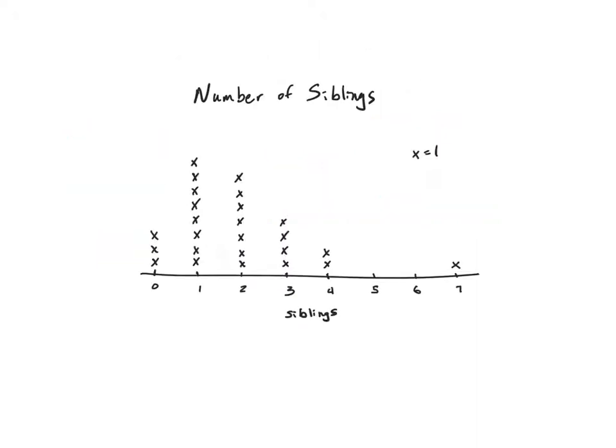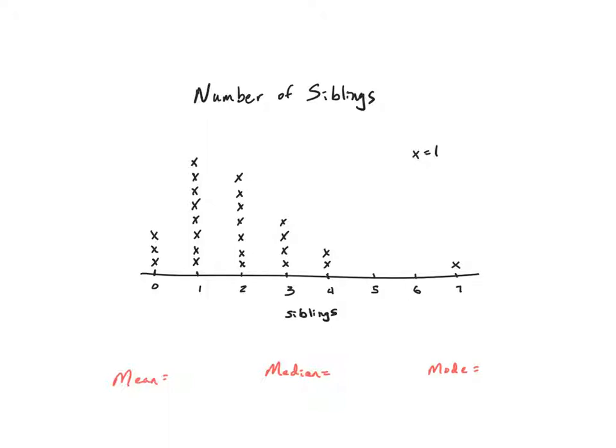So here is a graph. This graph shows the number of siblings in, let's say, a classroom of 25 students. So each student is represented by an X, and each student then basically went up to the board and put an X on the graph next to the number of siblings that they have. We can use mean, median, and mode to try to describe the center of this graph.